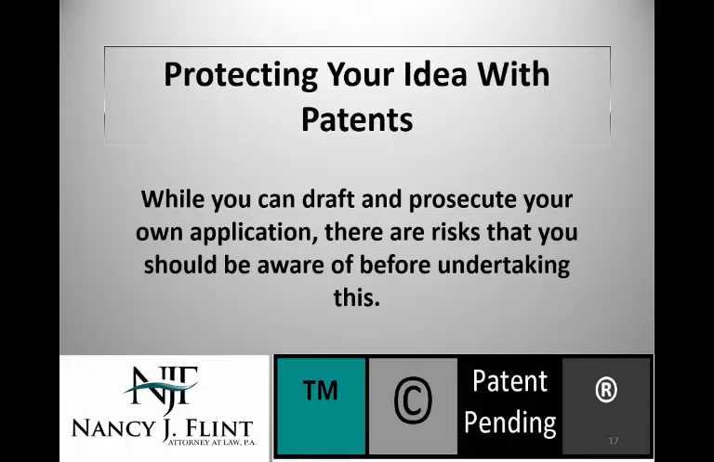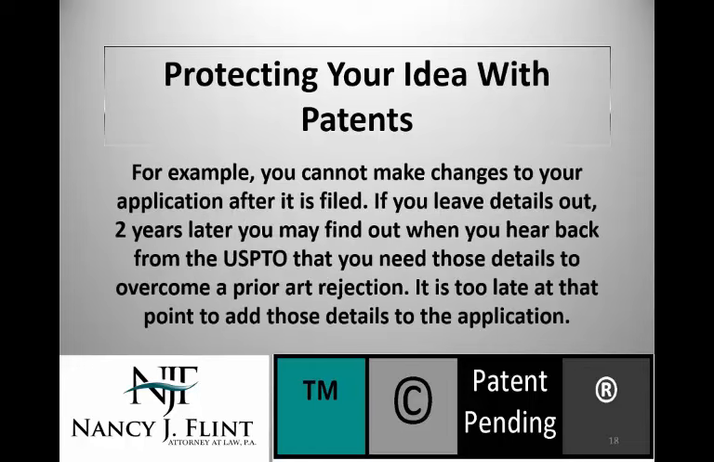While you can draft and prosecute your own application, there are risks that you should be aware of before starting. For example, you cannot make changes to your application after it is filed. If you leave details out, you may find out 2 years later when you finally hear from the U.S. Patent Office that you need those details to overcome a prior art rejection, but it's too late at that point to add those details.